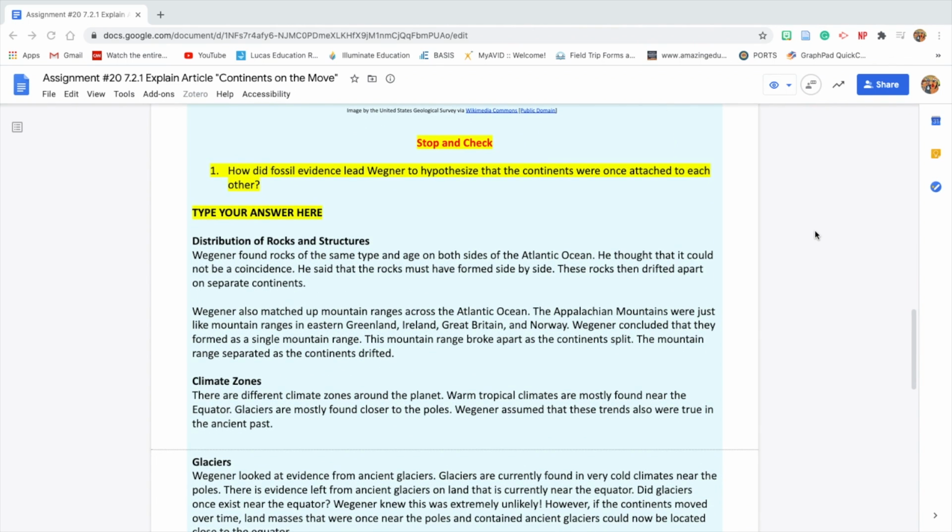Stop and check. How did fossil evidence lead Wegener to hypothesize that the continents were once attached to each other? Type answer here, please.